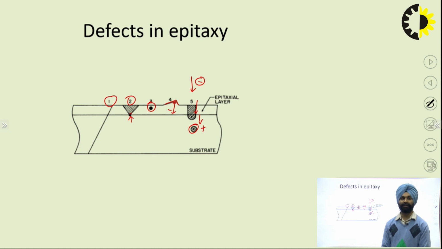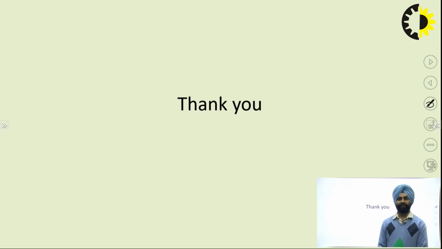So all these can be reduced by maintaining a proper clean chamber, and the proper type of gas to be present in the chamber. The third thing is to lower down the temperature so that the stacking fault and the edge dislocations can be lowered and reduced. So this is about the defects in the epitaxial layer.